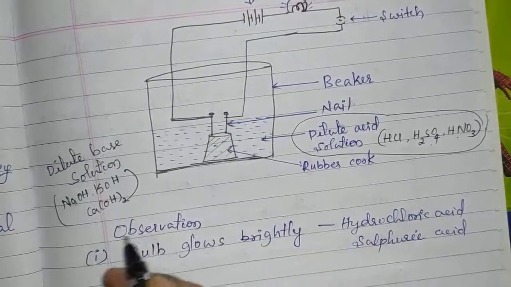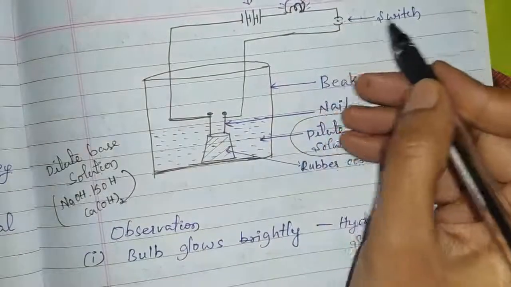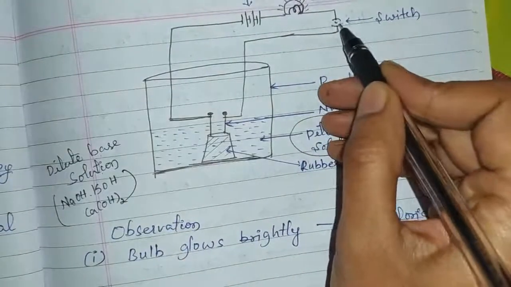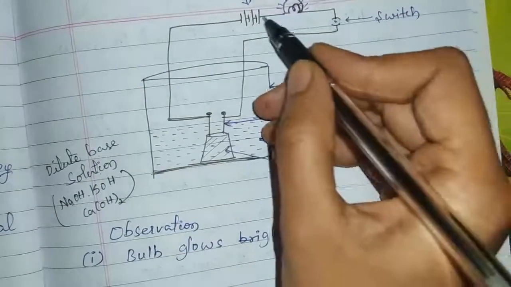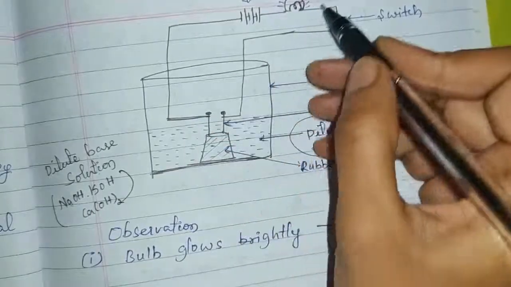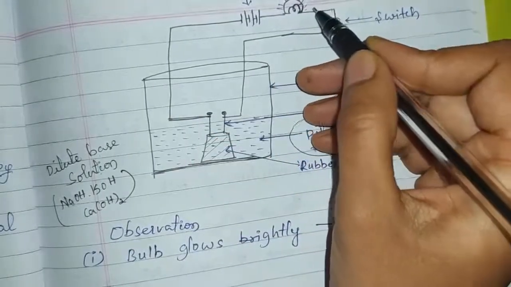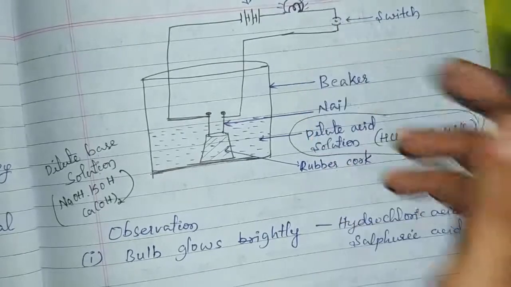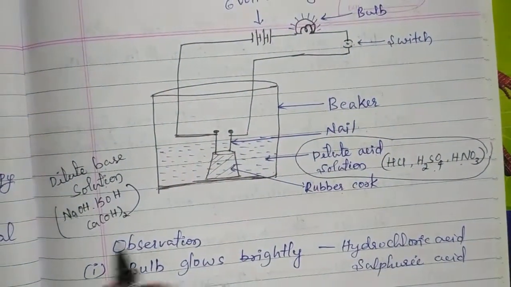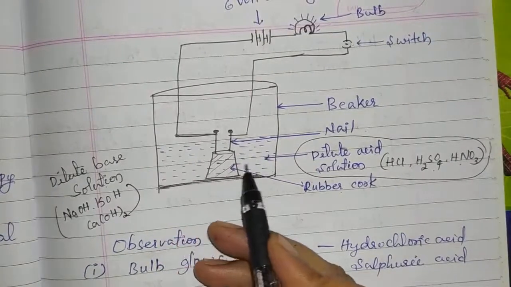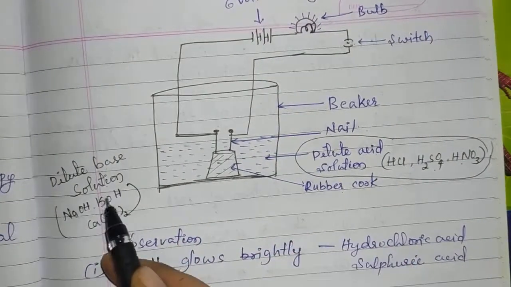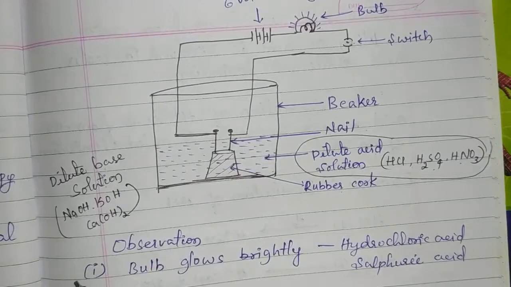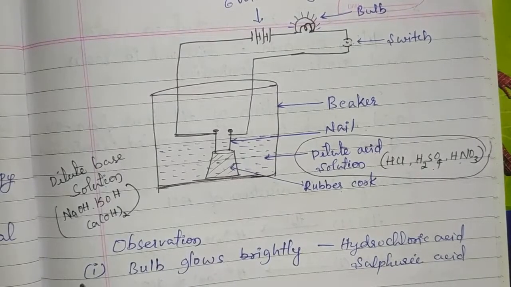So again when we switch on this circuit, electricity flows through it and we will observe that the bulb glows brightly. Why does the bulb glow when electricity is passed through the dilute acid solution and dilute base solution? What is the reason behind the conductance of electricity by acids and bases? We will see now.